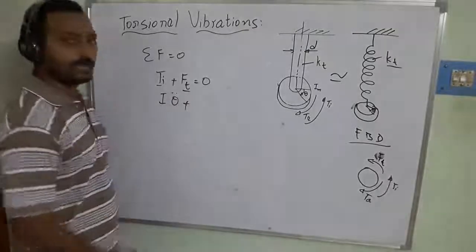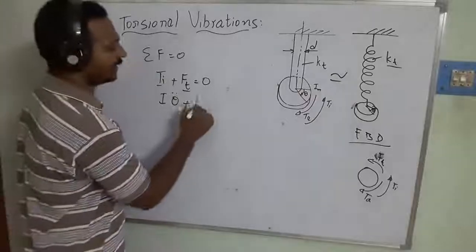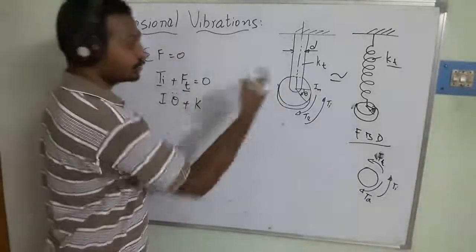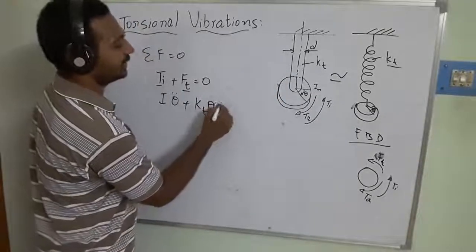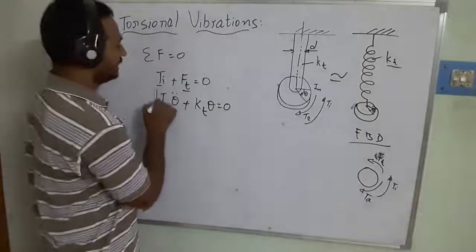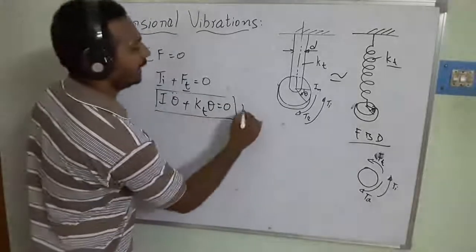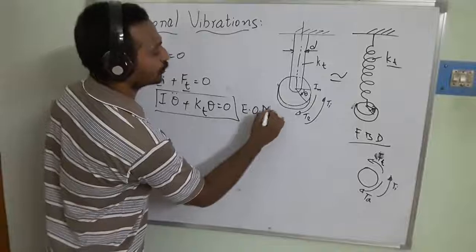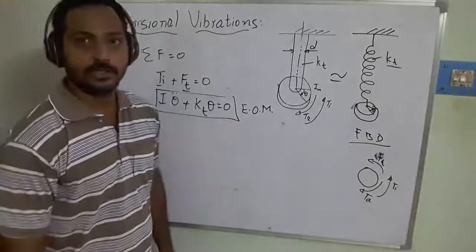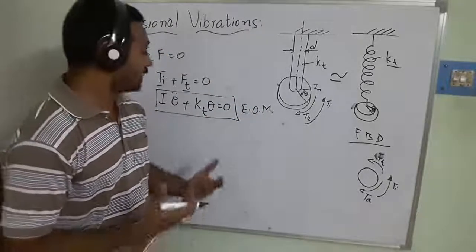Then what is this one? Ft. The Ft I am going to define in terms of the torsional stiffness, kT into theta, is equal to 0. Then this is going to be called the equation of motion. This is called the equation of motion. So then what is the equation?